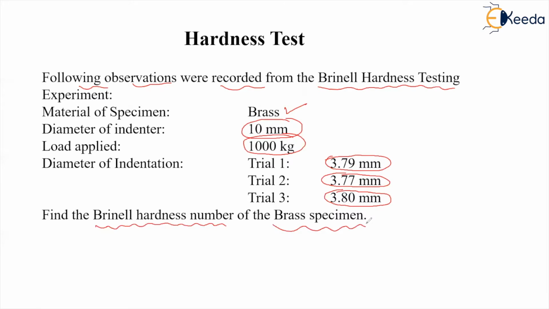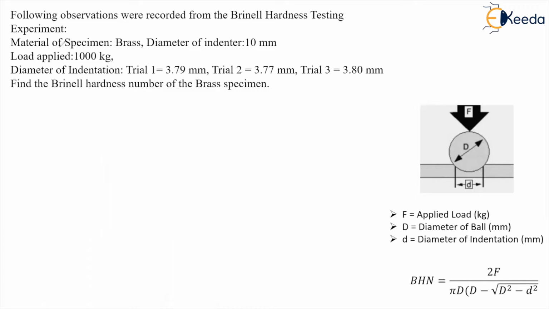So let us solve this question. Here we are given the material of the specimen, brass. The diameter of the indenter is given as 10 mm. Basically, this is the capital D diameter. 10 mm is given. The load applied is 1000 kg. Here it is F, that is the load applied, right?